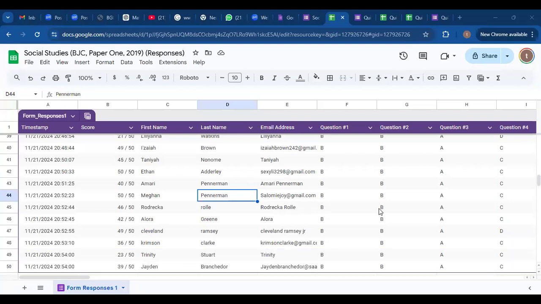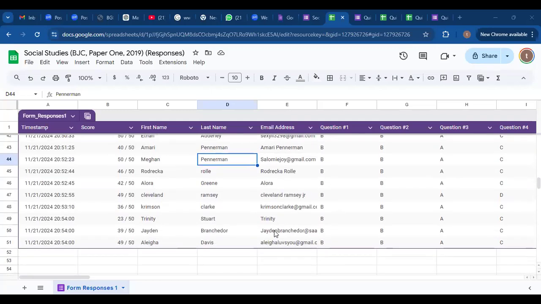Jaden Brachador. Where's Jaden Brachador? Where's Jaden? Yes, sir. You got a 39 out of 50. One more and you would have passed. So redo the social studies ones, Jaden. All right.